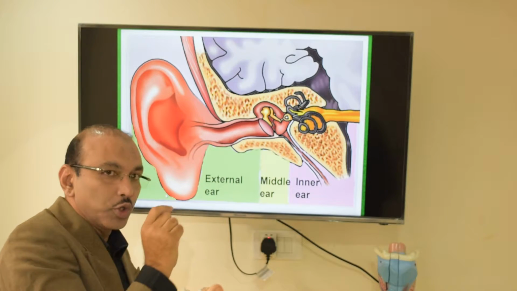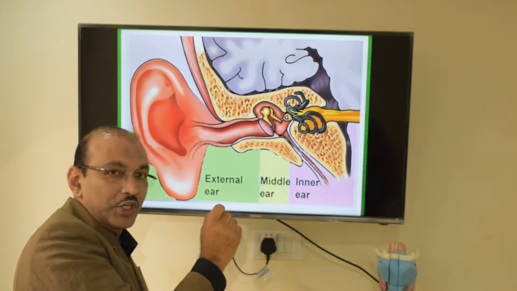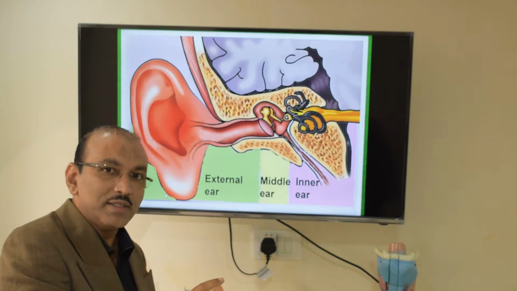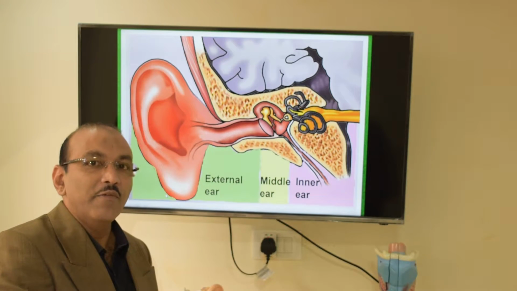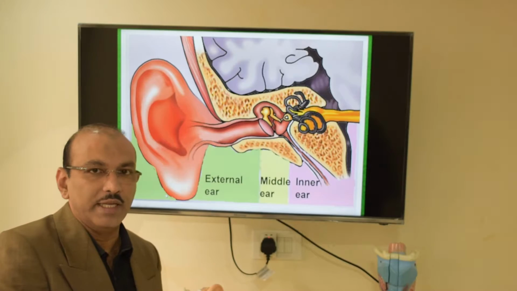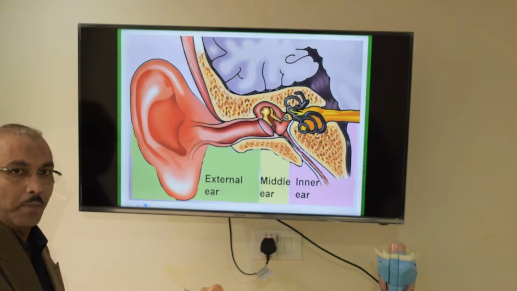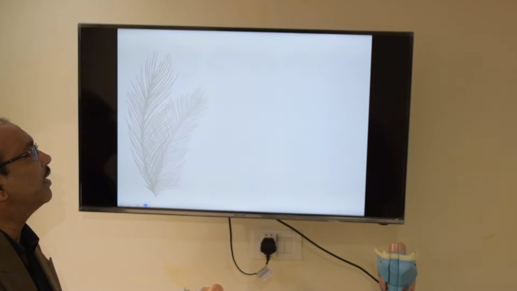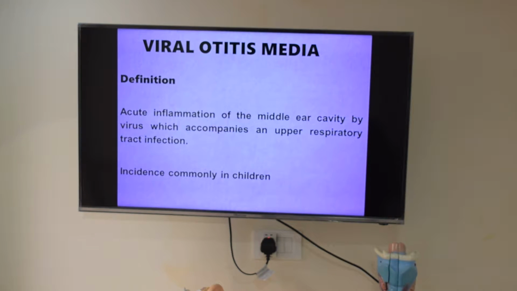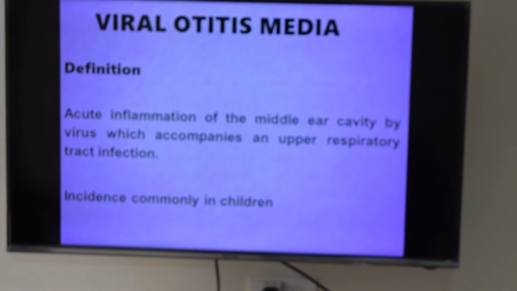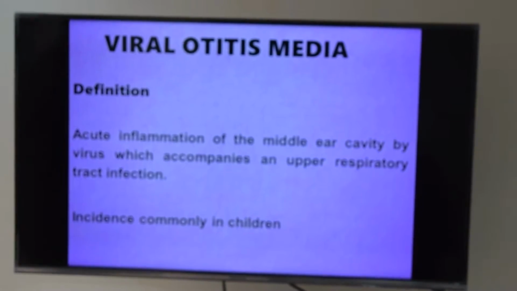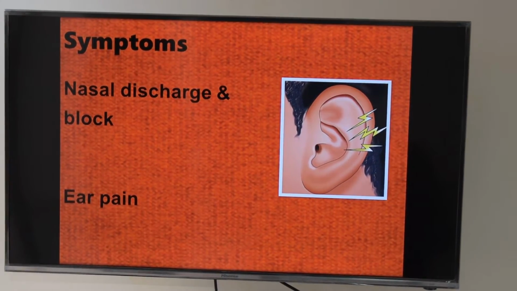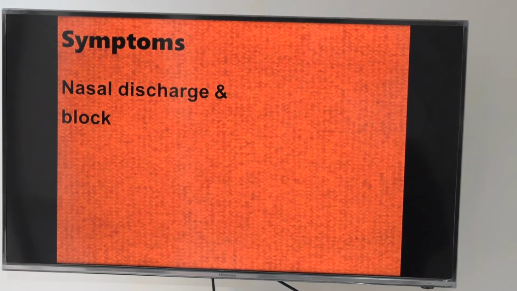So, for today's topic, that is the middle ear infection, otitis media is related to the infection of the middle ear. If it is virus, it is called viral otitis media. If it is bacterial, it is called suppurative otitis media. So, the first topic is acute viral otitis media, which can be defined as infection of the middle ear cavity by a virus which follows an upper respiratory tract infection. It is most common in children. And as I have already mentioned, the causative factor is virus and the common one is influenza virus.